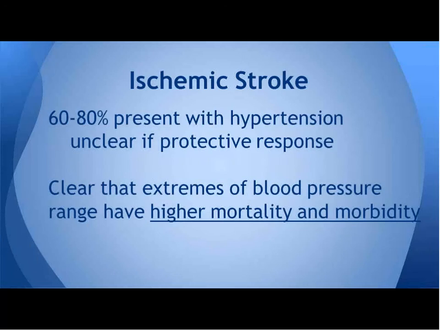which, again, further complicates things: do we try to lower their blood pressure, or do we try to keep their blood pressure where it is? It just makes it difficult for us to make those determinations. So ischemic stroke, 60–80% present with hypertension, and it's unclear if that's protective. What is clear is that the extremes of blood pressure have a higher mortality and morbidity.